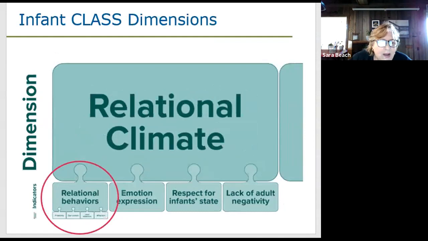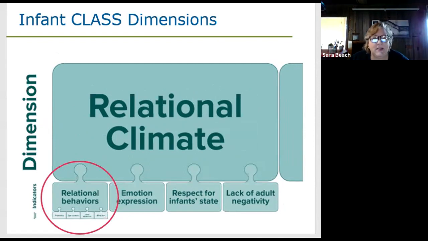But let's talk about the relational climate dimension. I mentioned that within this big domain of responsive caregiving, we have a dimension called relational climate. So that's relationships. It's about what behaviors tell us that there's a relationship between these caregivers and babies.